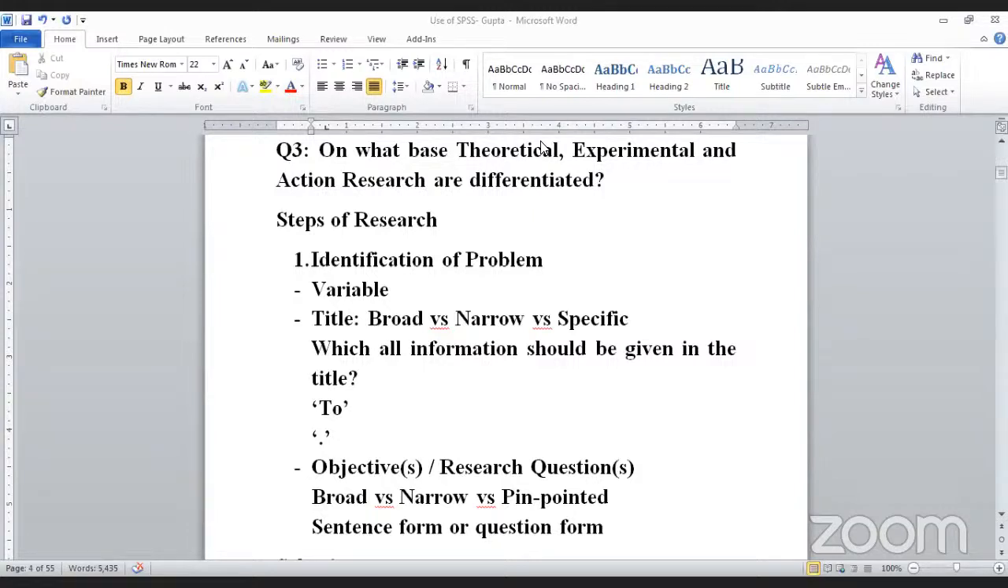Because from one particular title, you can write 10 objectives, you can write 15 objectives. I have seen in one research, one of the students wrote 45 objectives. So now, if you have to write many objectives, do you think that your title should be specific or should it be narrow? Seema, if it is specific, then you cannot write many objectives. So your title has to be narrow.